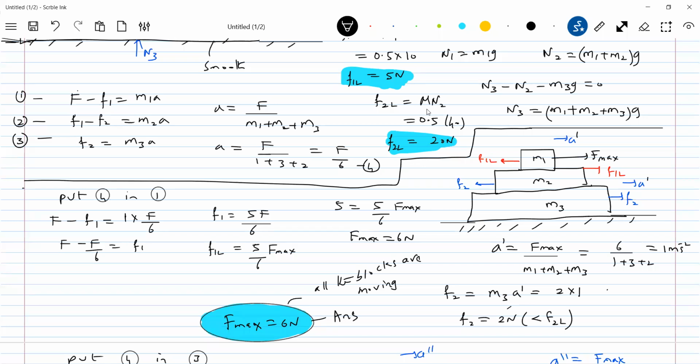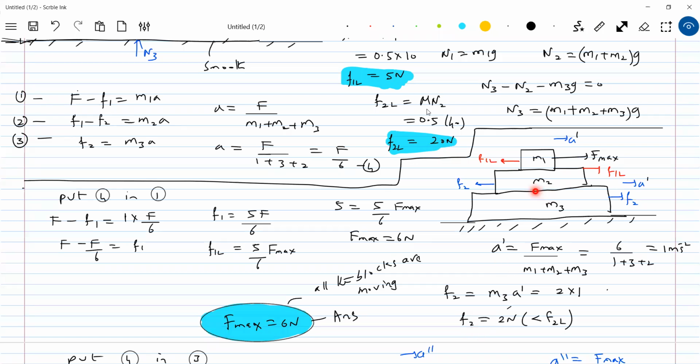Look at here. I think all the data is there. You got stuck with some idea. Come out of that one. F2 is how much? 2 Newton. F1L is how much? 5 Newton. So 5 Newton is greater than 2 Newton. Yes. So M2 will accelerate.